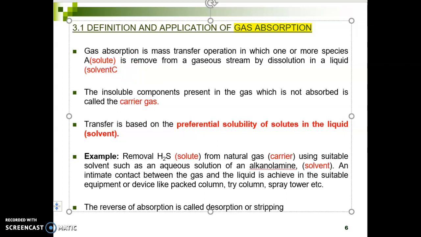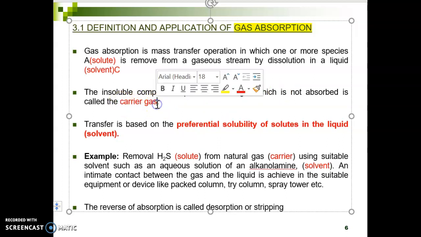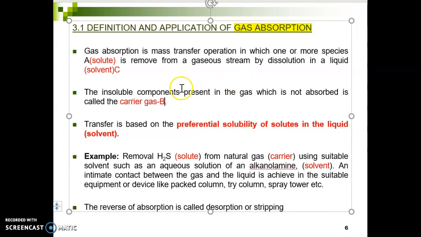Okay, let us see. Since you already know that your gas is a mixture of A and B, the gas which has the composition of A, we call it the carrier gas. So the insoluble component present in the gas which is not absorbed is called the carrier gas, or here we call it B.